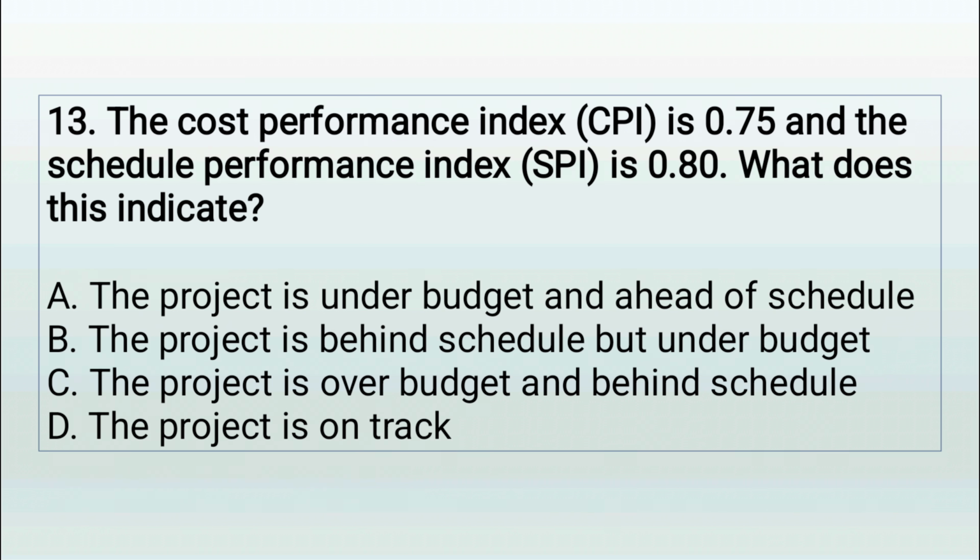Question 13. CPI and SPI interpretation. The Cost Performance Index is 0.75 and the Schedule Performance Index is 0.80. What does this indicate? A. Under budget and ahead of schedule. B. Behind schedule but under budget. C. Over budget and behind schedule. D. The project is on track.